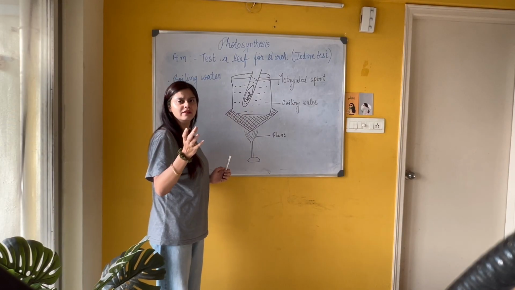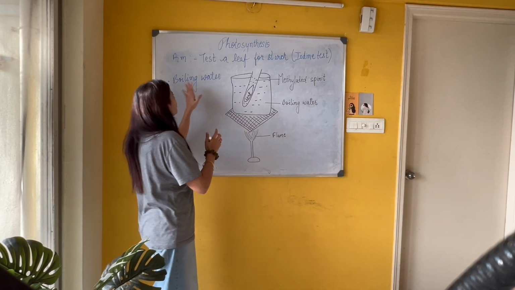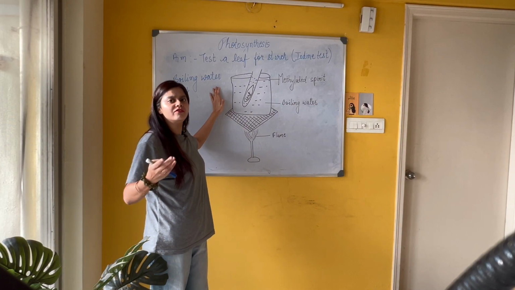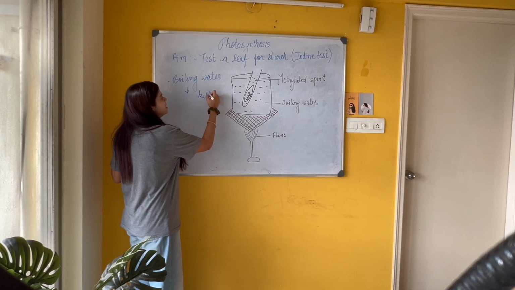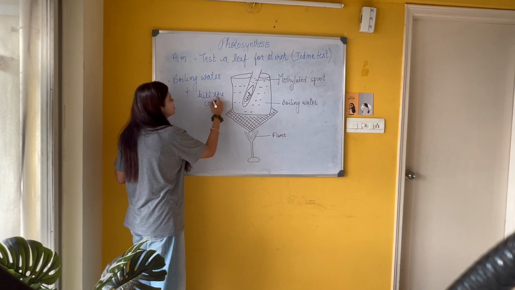First take a leaf and dip the leaf in boiling water. Why do you think the leaf is dipped in boiling water? To kill the cells. What is the meaning of to kill the cells?